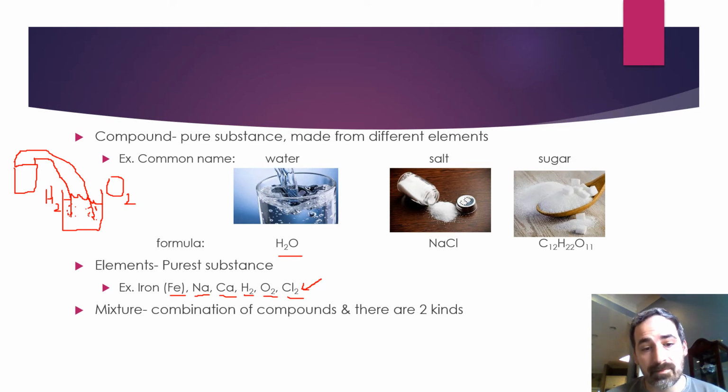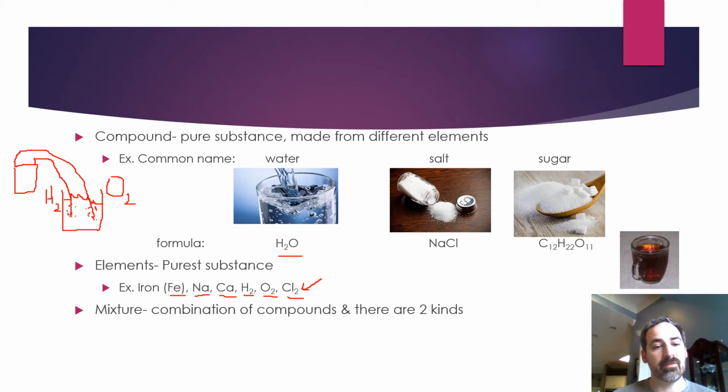Now a mixture. A mixture is a combination of things. It's a combination of compounds. So if you put salt and water, that's a mixture. Sugar and water, that's a mixture. Salt and sugar, that's a mixture. You know, the possibilities are endless. There are 2 kinds of mixtures. We have these 2 kinds, and these are both tea. Can you tell the difference?